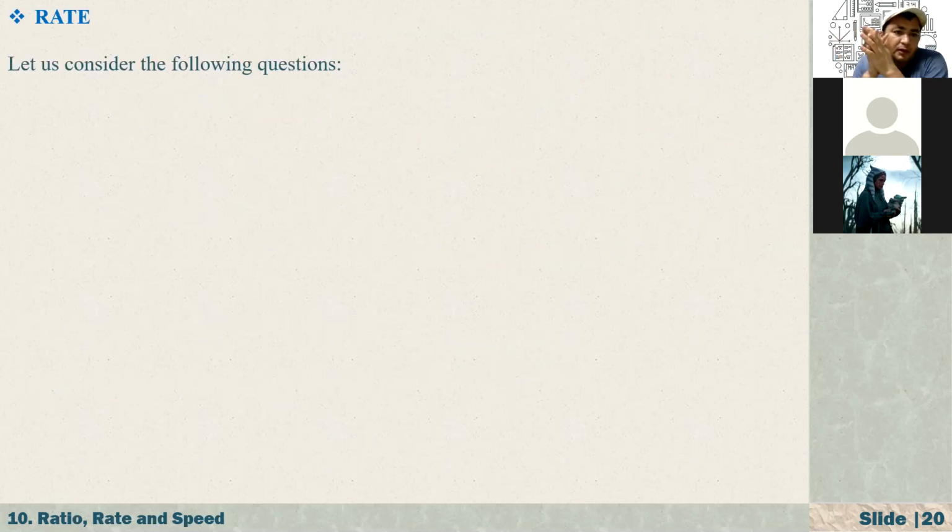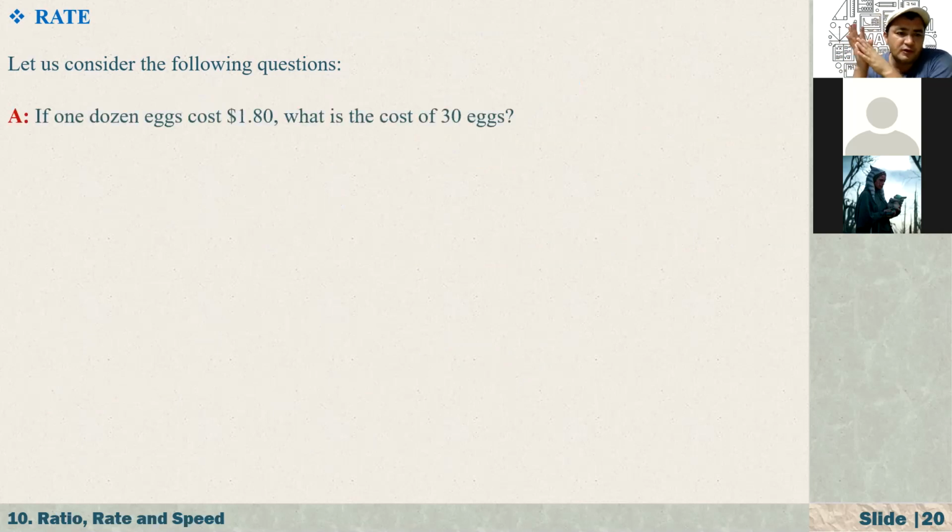Now, guys, we will talk about rates. The first part was about ratio, as you know from the name of the topic. The second part of this chapter is about rates, or rate problems. And the third part is about speed. Let's consider the following questions. Nigar, can you read the first one? İlknur, the second one. Selin, the third one.